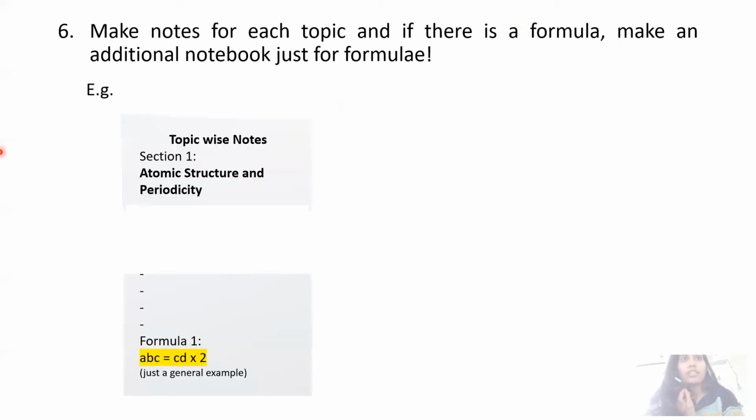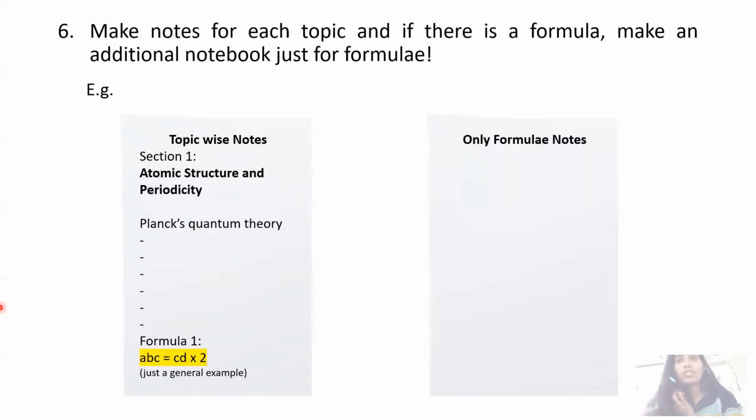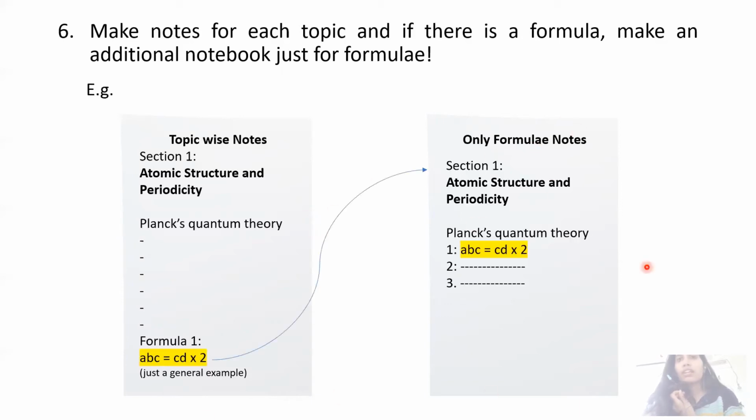So what I mean by that is, for example, you are studying, let's say, atomic structure and periodicity, and the first subtopic you are studying is Planck's quantum theory. You made notes. I have just shown it as an example here, but let's say you have made a lot of notes and you encountered the first formula of this particular topic. So what you can do is make another note. You can make the notes beforehand, or you can make them when you encounter the first formula in the chemistry section. So you can just note down the same formula in the other notes.